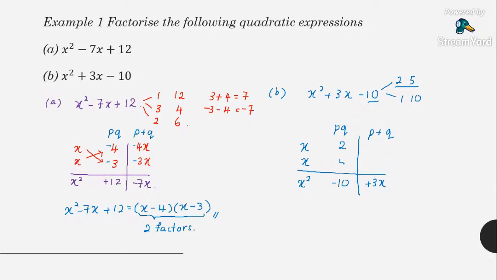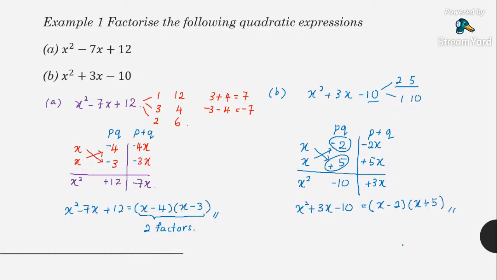So you put in 2, 5 here. Then you cross multiply. So that is a 2x, 5x. So this one you can see, in order for you to get a positive 3x, this has to be positive, this has to be negative. So you put in negative here, you put in positive here, then you check. When you multiply these two, do you actually get a negative 10? Yes. Okay, so that is your answer. So you will put in x squared plus 3x minus 10 is equals to x minus 2, x plus 5.